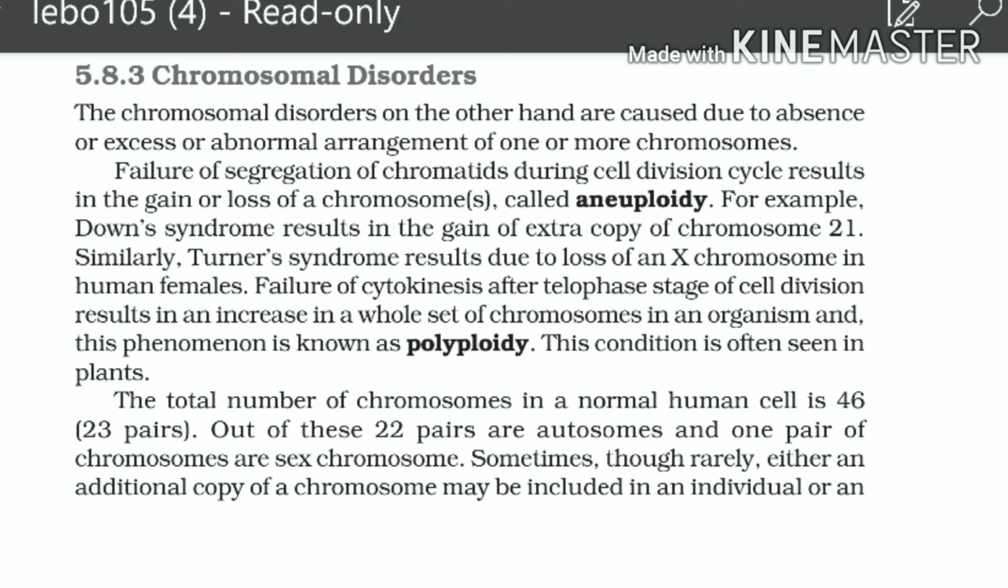Then another one, failure of cytokinesis after telophase stage of cell division results in an increase in a whole set of chromosomes in an organism, and this phenomenon is known as polyploidy. When we speak about the chromosome numbers, we say haploid, single set of chromosomes, diploid or double the sets of chromosomes. But here the term is polyploidy. That means many sets of chromosomes are present.